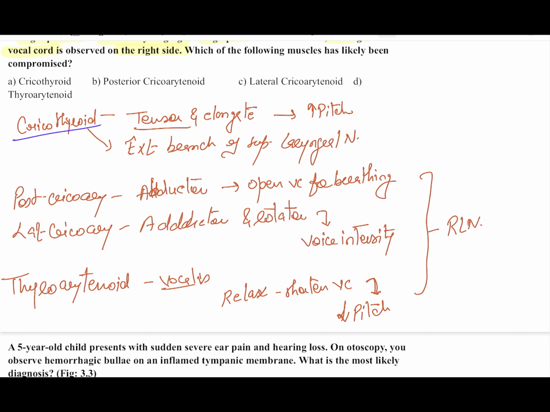So if there is any problem with cricothyroid, the patient cannot achieve high pitch. So he is having a problem with high pitch. And also, whenever you see it in laryngoscopy, the vocal cords will have bowing.